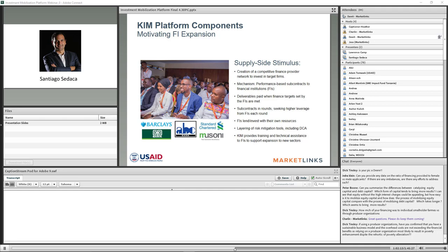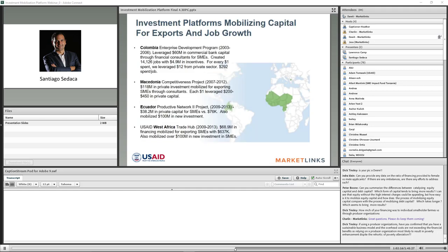So essentially, this is how these programs work in two pretty significant countries in the USAID family of programs. Now, you may be wondering, can this work in my country? Well, the reality is that this approach grew organically out of a number of projects that we implemented oftentimes with USAID over the years. In each case, and here I'm referring to Colombia, Macedonia, Ecuador, and the West Africa experiences, we hired local consultants to incentivize pipeline development, loan application preparation, and deal closure.